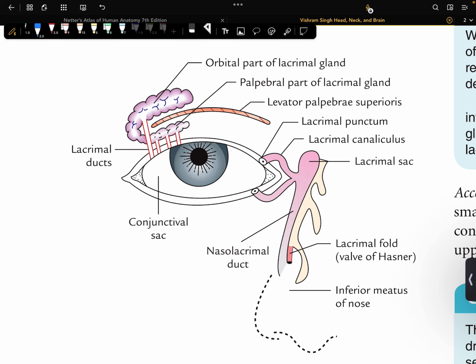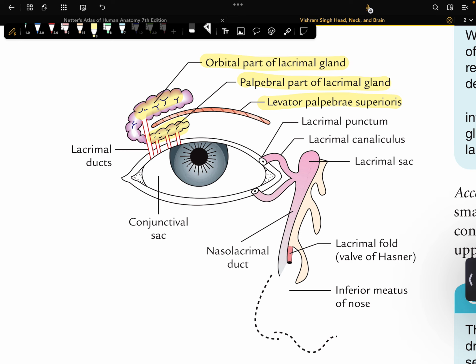In this picture, this is the orbital part of the lacrimal gland, the superior lobe, and this is the palpebral part of the lacrimal gland. The gland is divided into two parts by the levator palpebrae superioris.